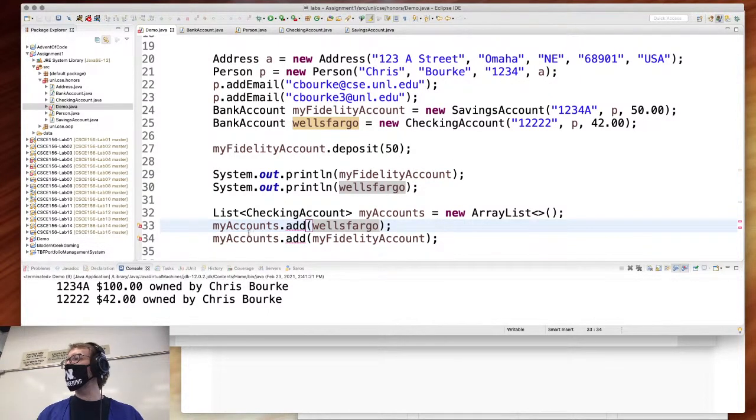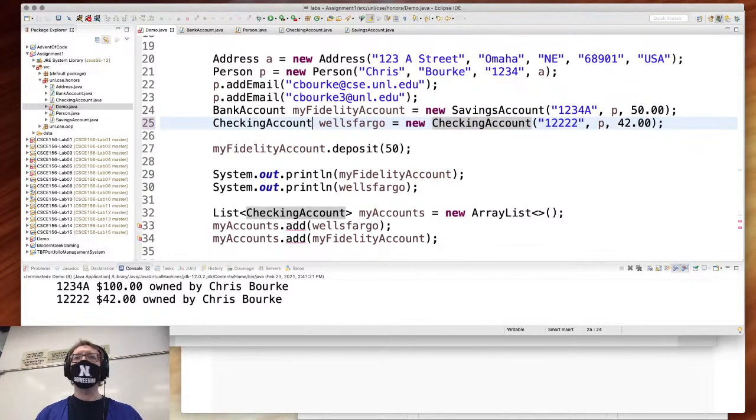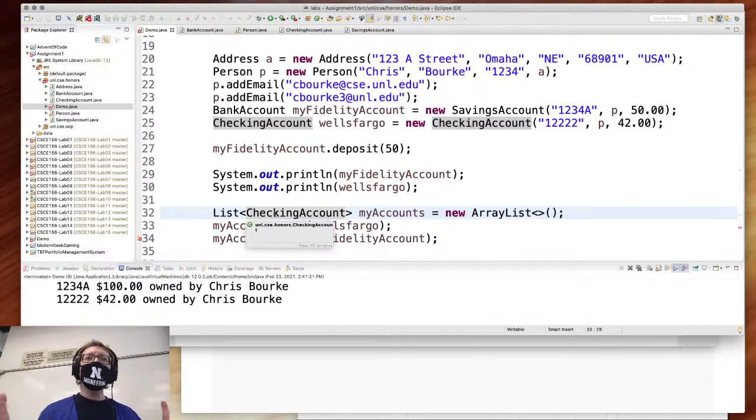Why is it not allowing me to add a Wells Fargo account, which in fact is a checking account? It's because I'm treating it like a bank account. Okay, fine. I'll treat it like the subtype. Now it's fine. But can I add my Fidelity account, which is a savings account, to this list? Nope, this list is only good for checking accounts. I want to collect all of my accounts into one location so that I can iterate through it and add up all the balances, or add up all the interest for each account.